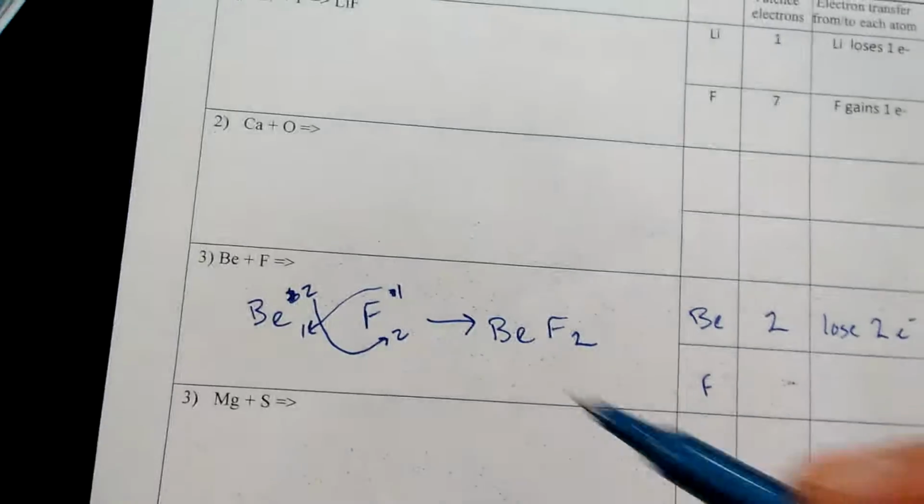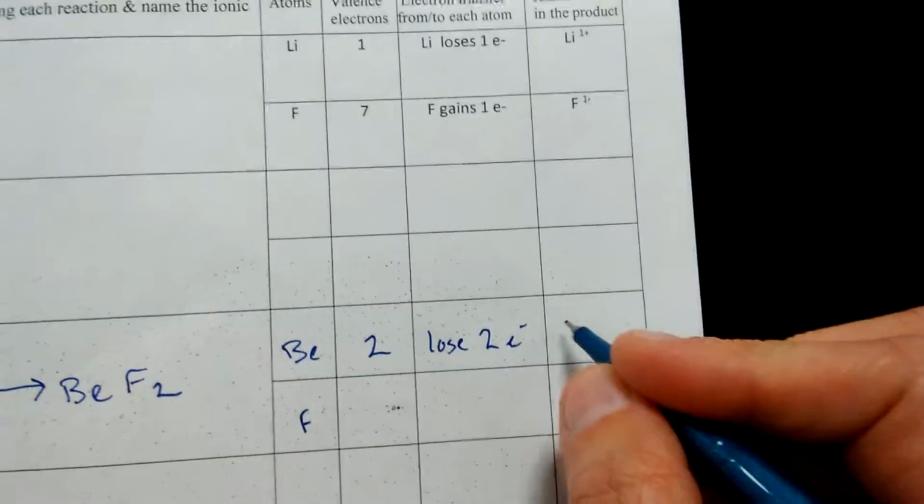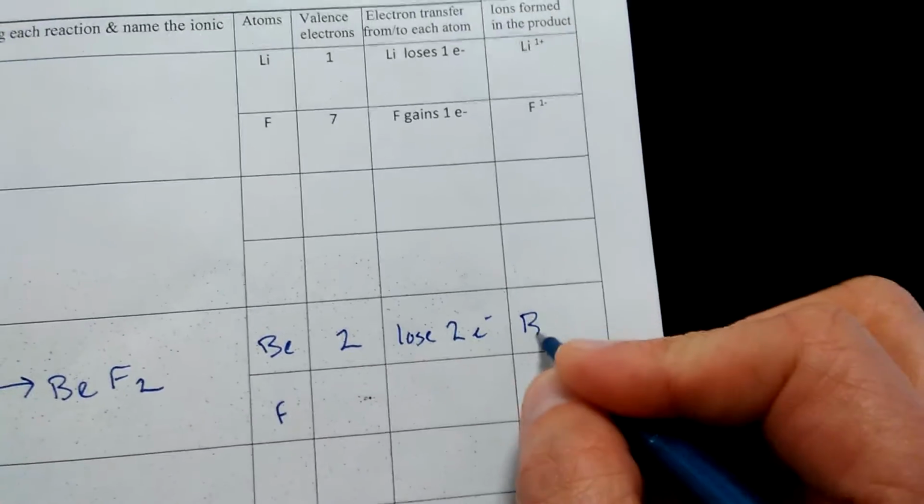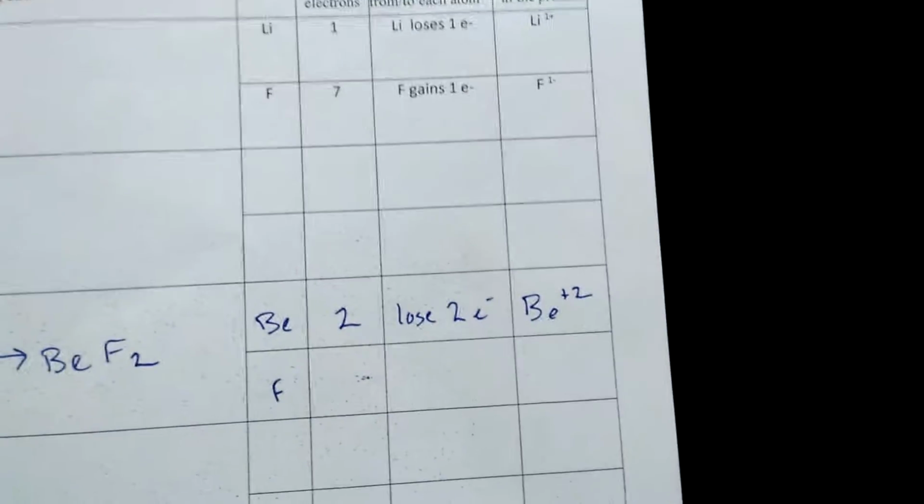The ion is just basically what we wrote down over here when we looked up oxidation number. Because it loses 2 electrons, it ends up with a +2 charge. And we write that charge in the upper right-hand corner.